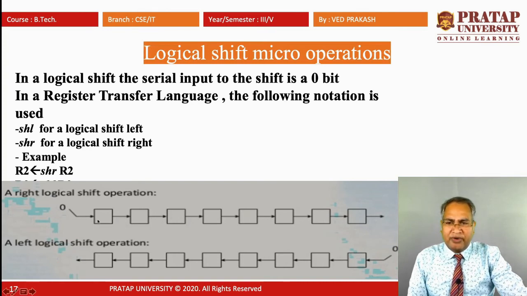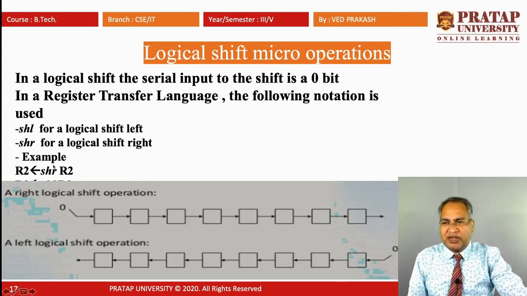So, if we perform the right shift micro operation, then the last bit is always inserted by the 0 bit, and similarly in the left shift the last bit is always inserted with the 0 bit. So, when we use the logical shift micro operation, the following notations are used: SHL denotes the logical shift left, and SHR the logical shift right.